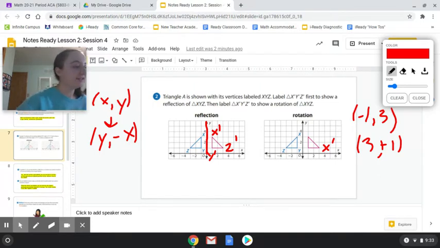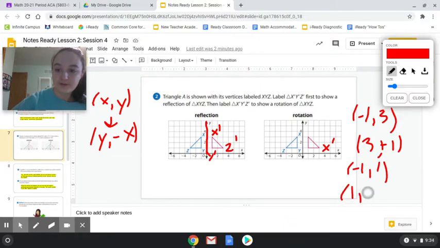If we continue, we do the same for the other points. So for our y point, we're at negative 1, 1. We flip the order, so 1, negative 1. What was our x becomes its opposite, so now that's positive 1. So 1, 1. So now here is our y prime.